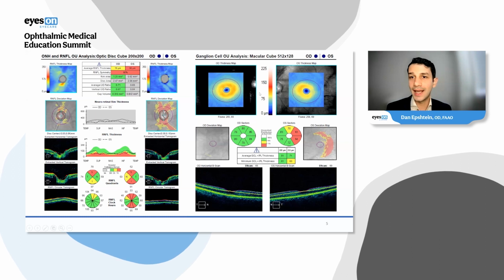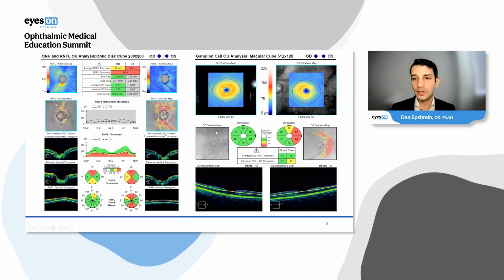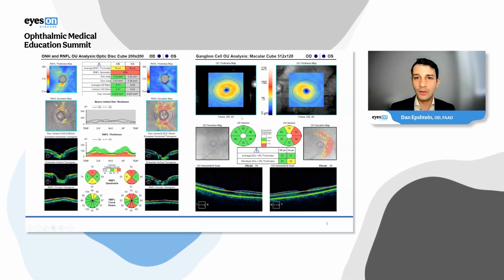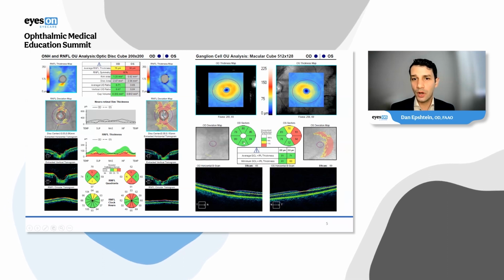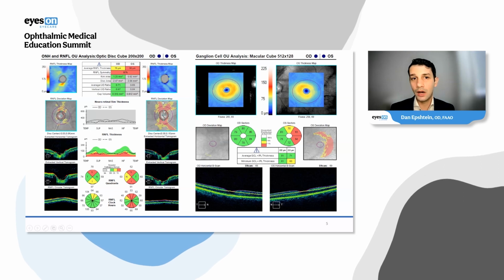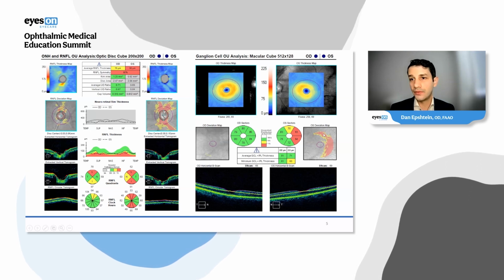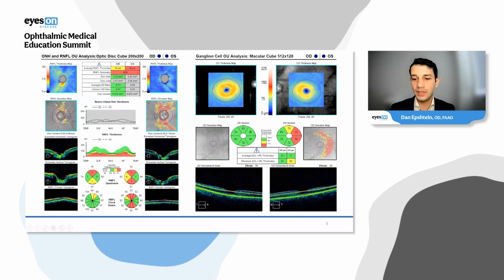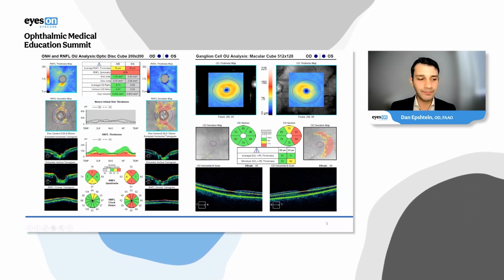Of course, we want to look at his ganglion cell analysis as well. So this is the report here on the right. When we look at the right eye, really not too much going on, but the left eye makes sense with what we're seeing on his OCT of the optic nerve head. So we have thinning on that temporal portion, more so superiorly than inferiorly, correlating with the RNFL.